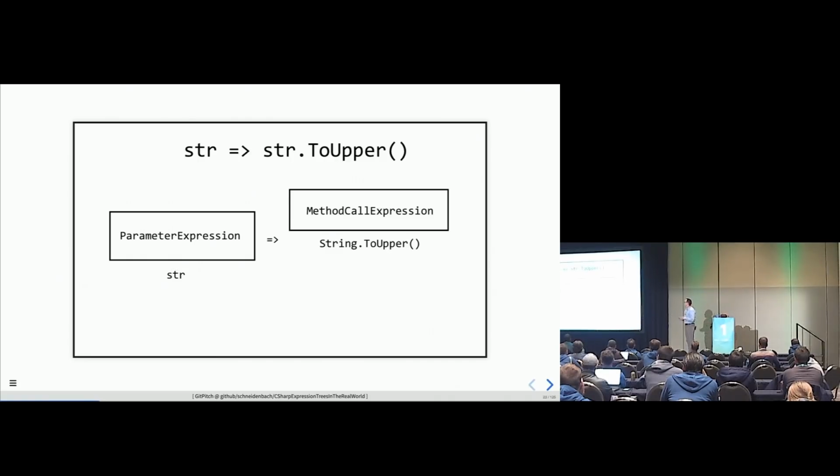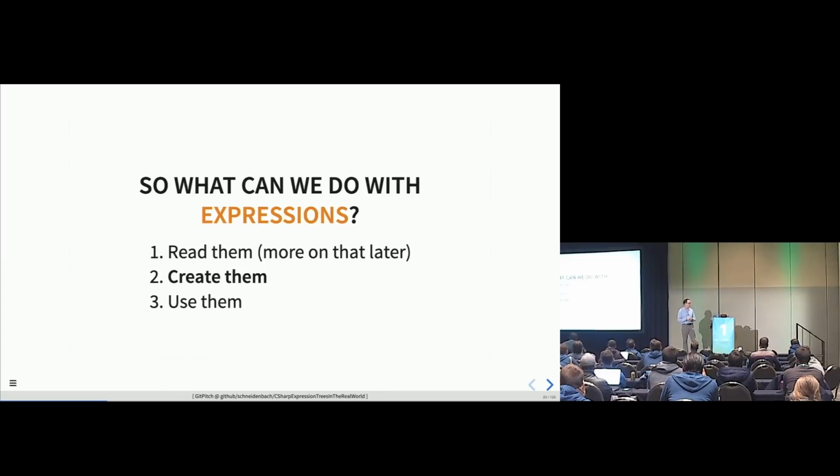And then on the right side, we can break this down into two different things. So we have a method call expression, which is basically representing that call to string.toUpper. And then we have the parameter expression that says this was the target. This was the thing that I called toUpper on. So you can break this down. You can inspect that expression at runtime and ask it things about what it does, which is really cool, and we'll show you why in a bit.